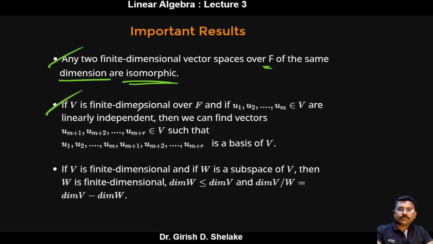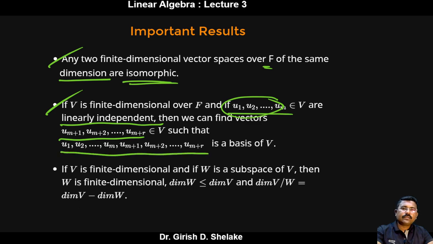Then we have another result. If V is finite dimensional over F and u1, u2 and so on um belonging to V are linearly independent, then we can find vectors um plus 1, um plus 2 and so on um plus r in V such that this set becomes a basis of V. Because if we start with a linearly independent set of vectors and add vectors such that the whole set remains linearly independent, ultimately we get a set that is linearly independent and spans the whole space, and finally that set becomes a basis of the vector space.